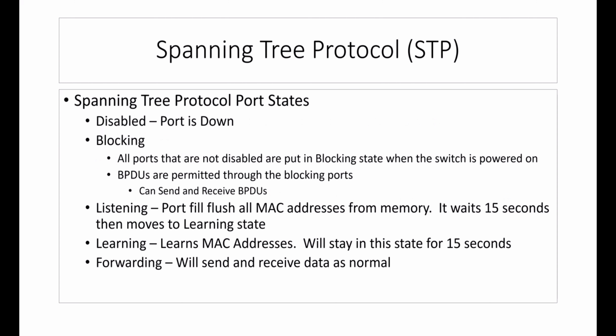A spanning tree has the following port states. Disabled. This is an administrative function where the administrator of that switch designates the port as down. There's no traffic passing on that port, not even BPDUs. Blocking. In a blocking state, which occurs when the switch first boots up, or for the switch port that's furthest from the root bridge, no traffic will pass that blocking port, except for BPDUs.